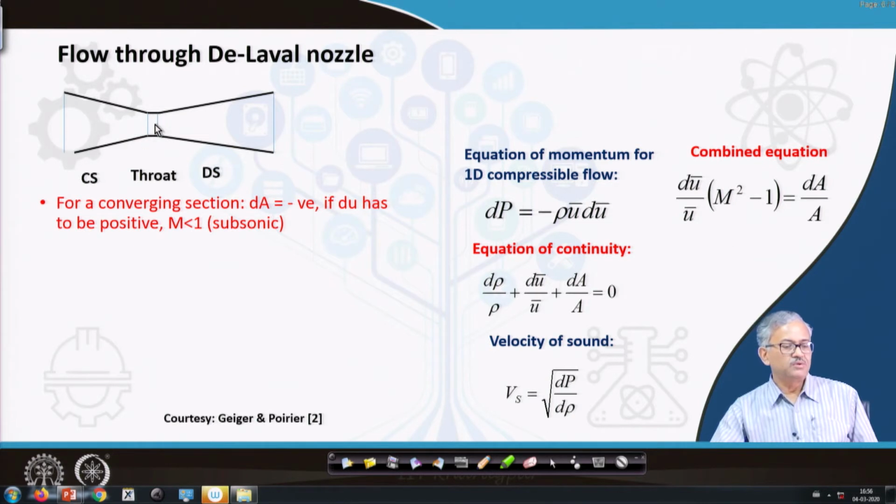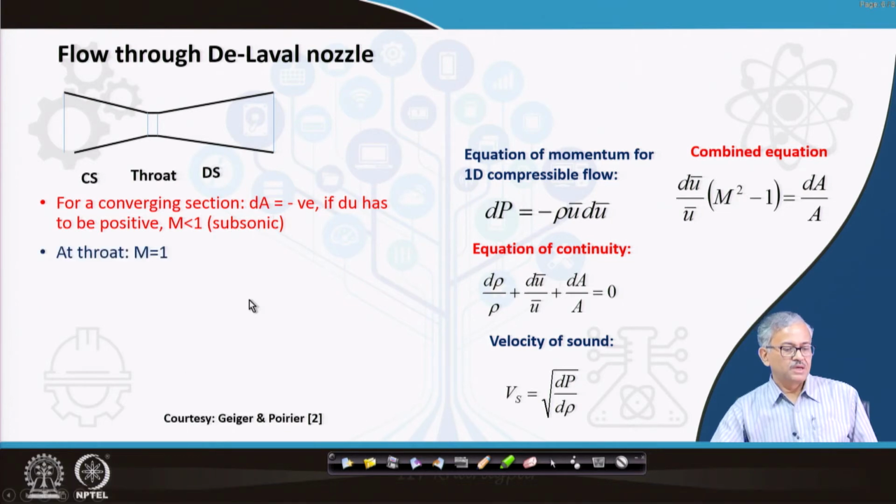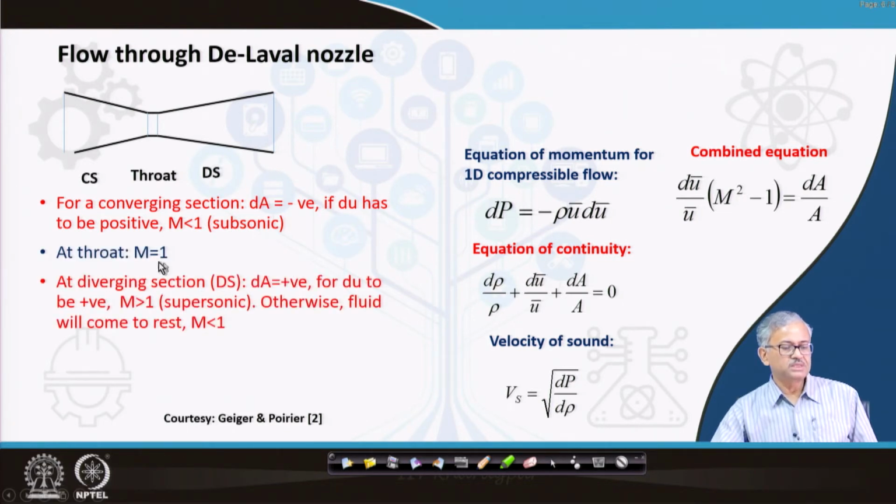So, here you will attain the velocity of the sound, that is, the gas velocity will attain the velocity of the sound, because Mach number is equal to 1. So, here the velocity is subsonic, and then in the throat region the velocity becomes sonic velocity, right? Gas velocity becomes sonic. Now, in the diverging section, what happens? Let us see, at the throat, and then at the diverging section, what happens?